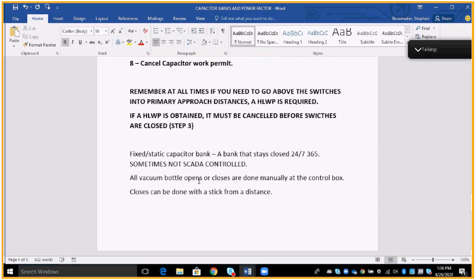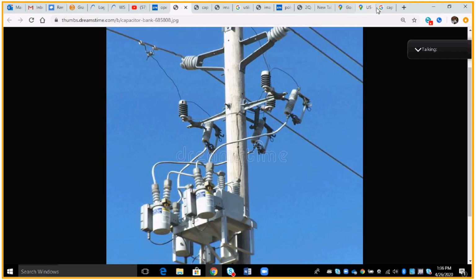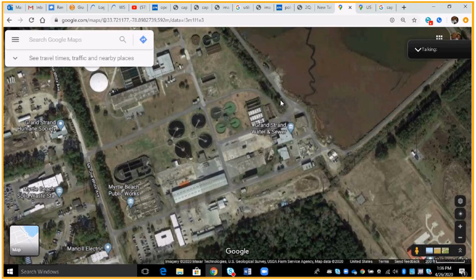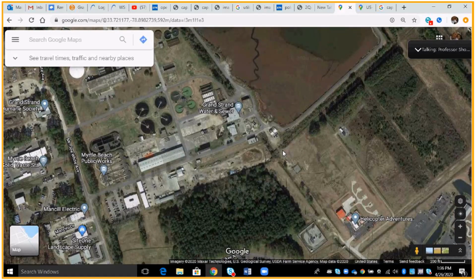All right, what's a fixed static capacitor bank? A bank that stays closed 24/7, 365, sometimes not controlled by SCADA. So let's go back to our map here. You won't find these very abundant, but they are out there in the world. Just load up for just a second. And they are unique situations. So where am I? Just scroll out here a little bit.